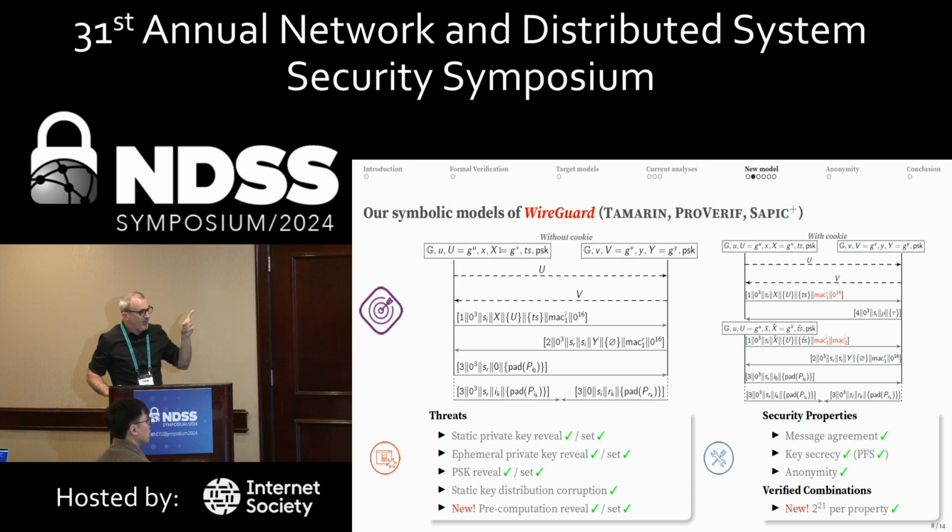So to sum up, we have analyzed WireGuard with the three tools that I told you before, Tamarin, ProVerif, and SAPIC+. We analyze the full protocols. It means WireGuard with the full messages, WireGuard without cookie and with cookie. We have a complete threat model that includes all adversarial capabilities, including the new one that we have defined especially for this purpose. And we have analyzed the security properties of WireGuard: message agreement, key secrecy, including perfect forward secrecy, and anonymity.